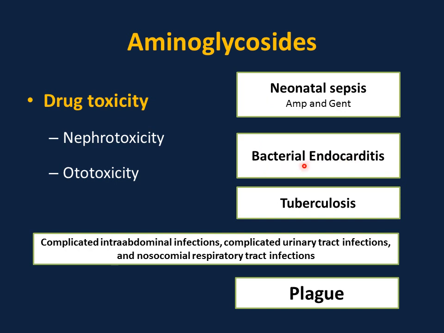Bacterial endocarditis, very important, gentamicin is used in the first 2 weeks in most of the cases of bacterial endocarditis. Tuberculosis, like streptomycin. It also can be used in intra-abdominal infections or complicated intra-abdominal infections. It has also some coverage for anaerobes, not just aerobes. Complicated urinary tract infections or pyelonephritis, nosocomial respiratory tract infections, and the plague. Also, as we mentioned before, it can be used as topical eye drops like tobramycin and gentamicin for bacterial conjunctivitis.